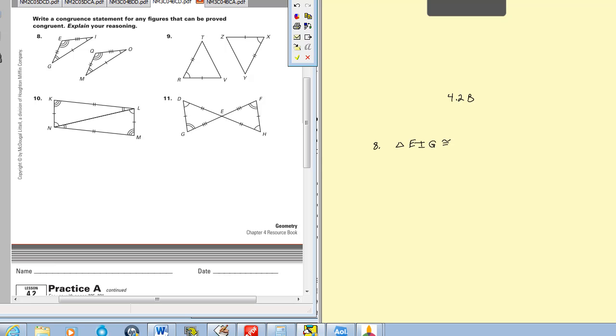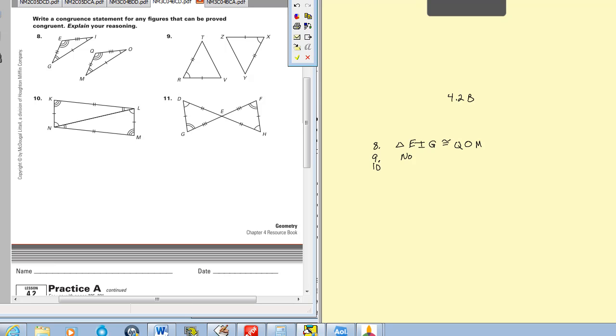Now this one I have to go in a particular order. I have to go to the same angles in the same way that I did on the first one. So E matches to Q, and I matches to O, and G matches to M. And that's my congruent statement. Let's look at 9. We know we have two sides the same, and we only have one angle the same. So right now I can't prove that those triangles are congruent. So I would just say no, I cannot write a congruent statement.